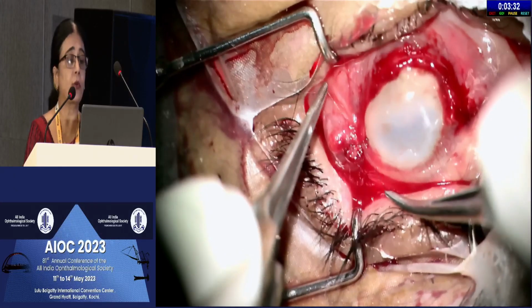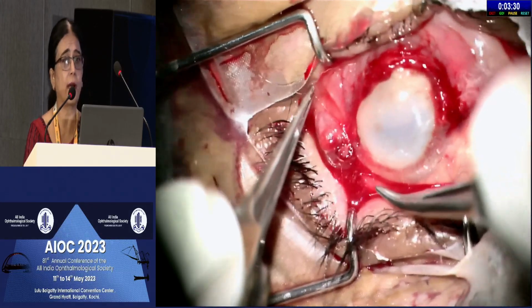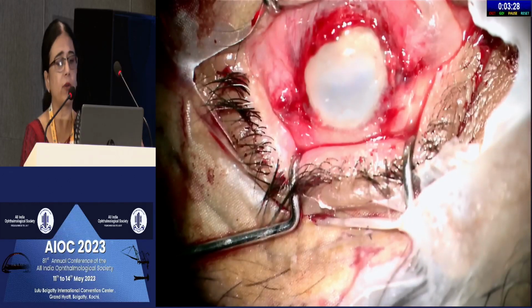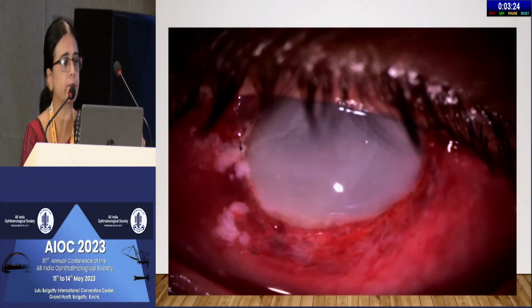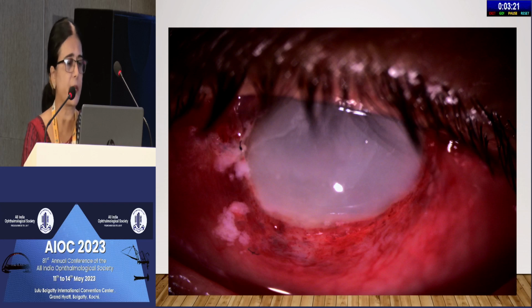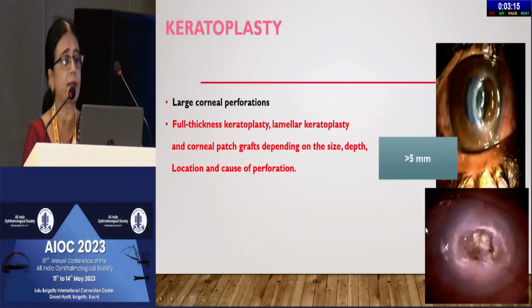It gives the tectonic stability to the perforation and to the eye, and buys you time, as I said, for another elective procedure in a less inflamed eye at a later date. And this is the post-op picture of the same patient. We can see that the conjunctiva, which was advanced from the inferior fornix, covers the defect adequately.